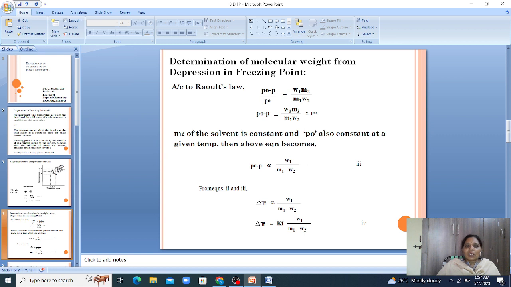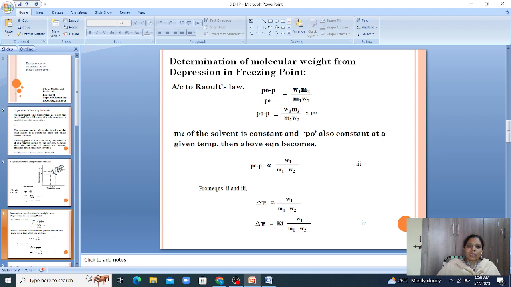And now coming to the determination of molecular weight from the depression in freezing point. We can calculate the molar mass of the solute by using depression in freezing point. So we already know that according to Raoult's law, the relative lowering of vapor pressure is equal to weight by molecular weight of solute into molecular weight by weight of solvent. Then we can rearrange this equation as lowering of vapor pressure is equal to weight by molecular weight of solute into molecular weight by weight of solvent into P naught.